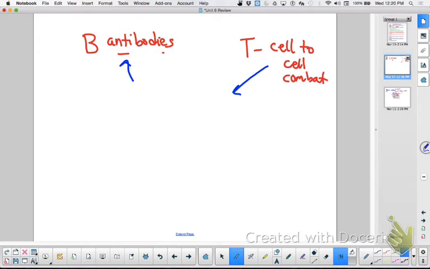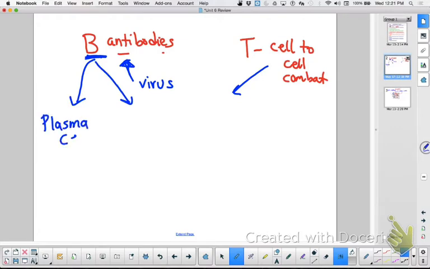with direct contact. And then they will grow and divide, and they'll make two types of cells. Do you remember what they are? One starts with a P. Plasma cells and memory cells, okay? So when a virus comes in contact with a B cell, a virgin B cell, you'll get two cells from that contact. You will get a plasma cell and you'll get a memory cell.